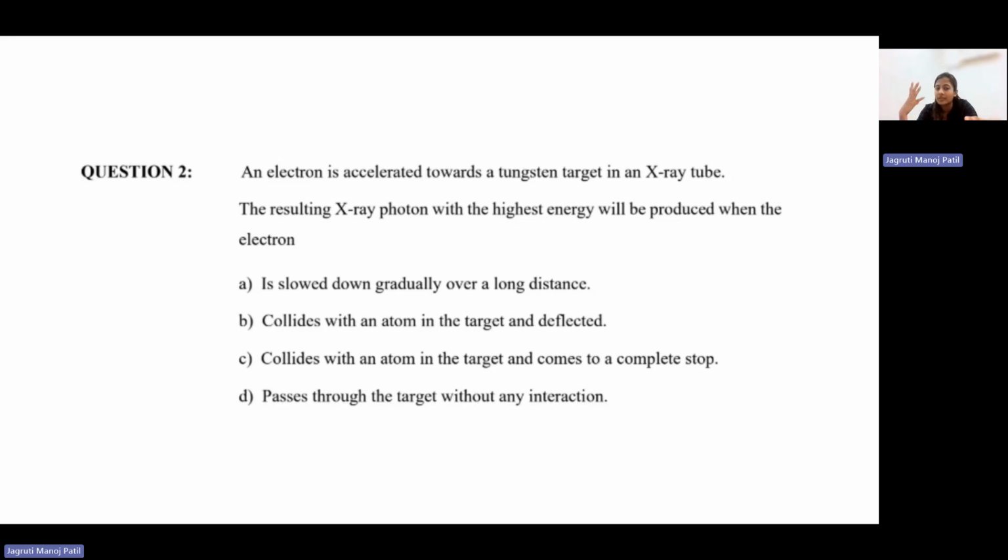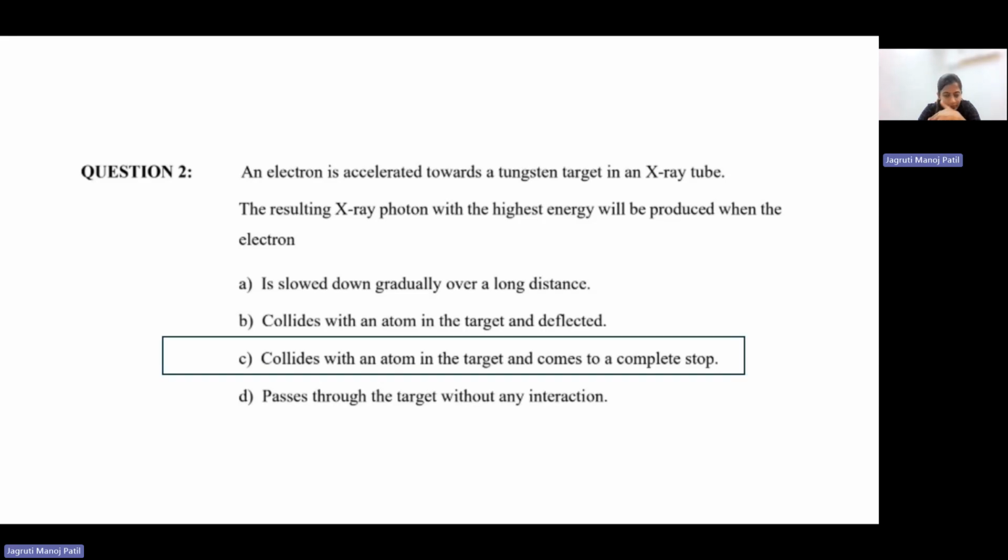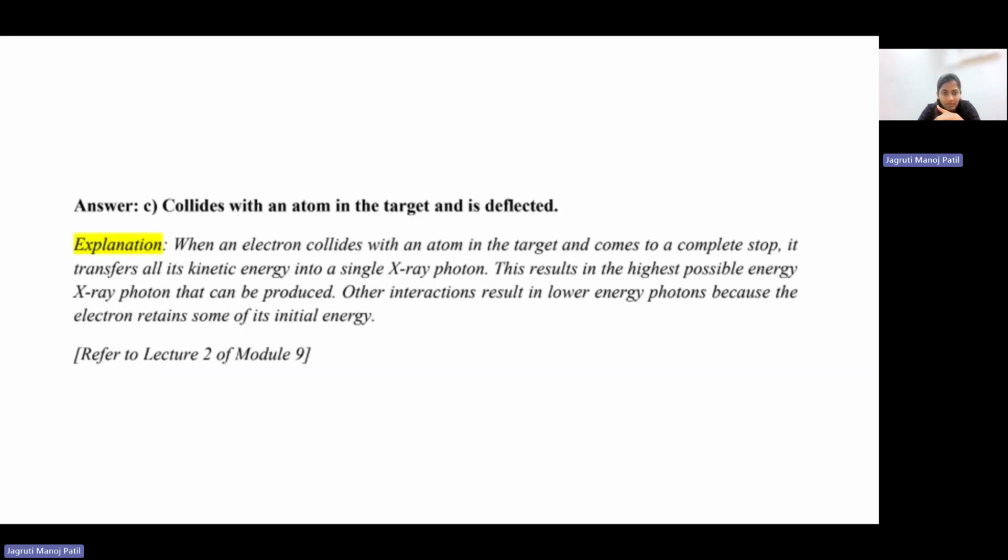Okay. Now, an electron is accelerated towards a tungsten target in an X-ray tube. The resulting photon with the highest energy will be produced when the electron does what? Now, the electron is being accelerated and the energy is higher. That means it would have collided and then got deflected, right? Oops. I guess the answer is wrong here. Yeah, C is not the answer.